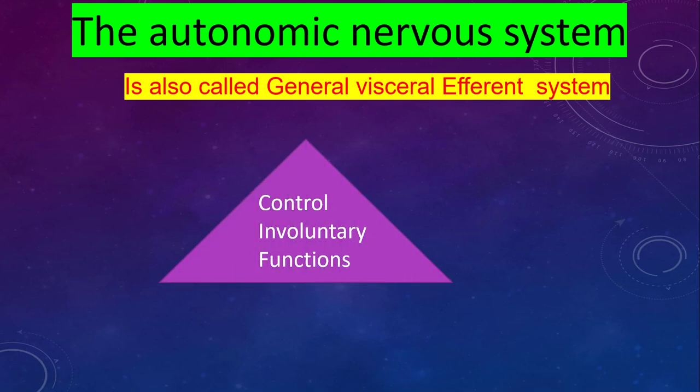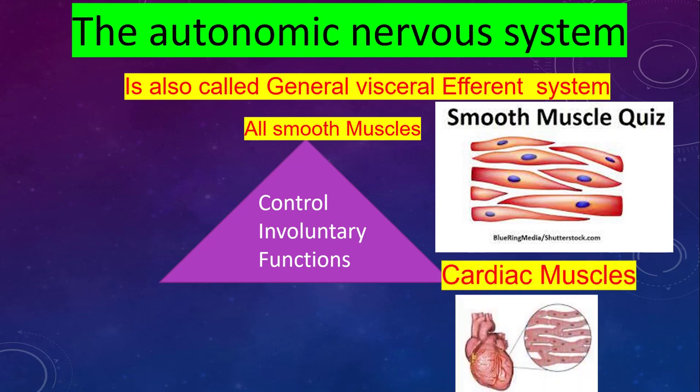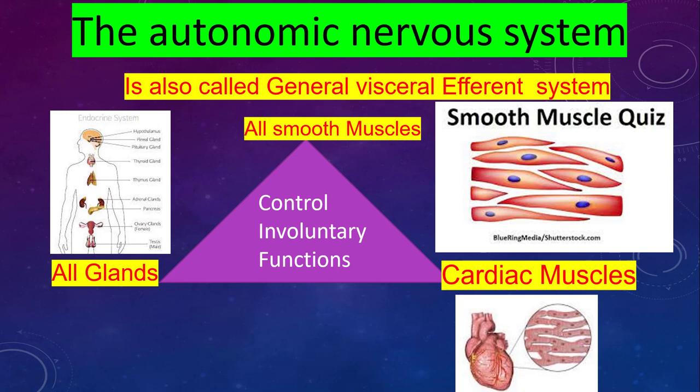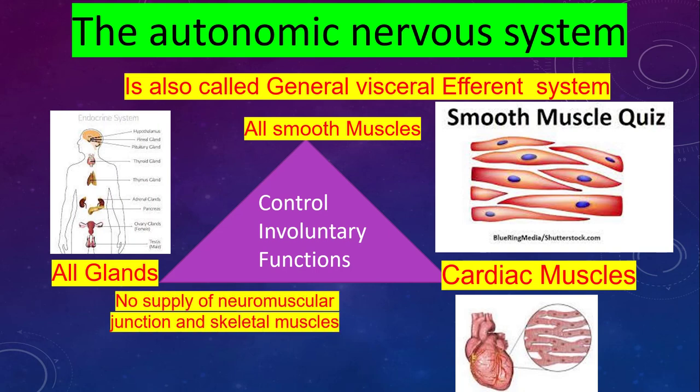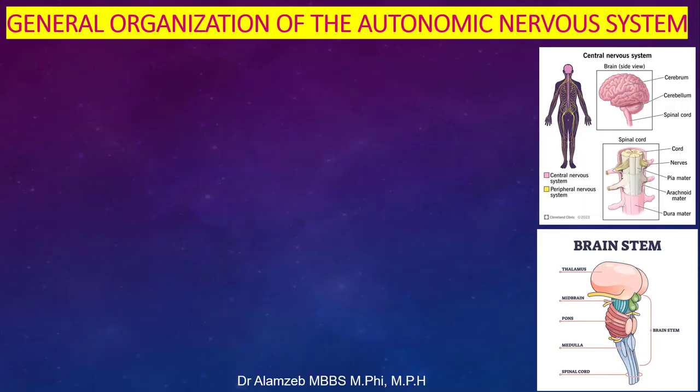The autonomic nervous system controls all smooth muscles, controls the activity of cardiac muscles, and controls secretion or inhibition of all glands. The autonomic nervous system has no supply to the neuromuscular junction or skeletal muscles. General organization of the autonomic nervous system.